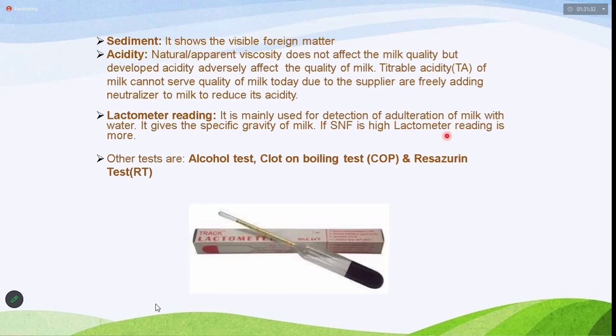Other than that, we check the lactometer reading, which gives the density. Alcohol test, clot on boiling test, like a number of tests are there, okay? Basically, we are doing these organoleptic sensory tests, checking taste and smell, lactometer reading, and acidity, okay? Likewise, things are done.